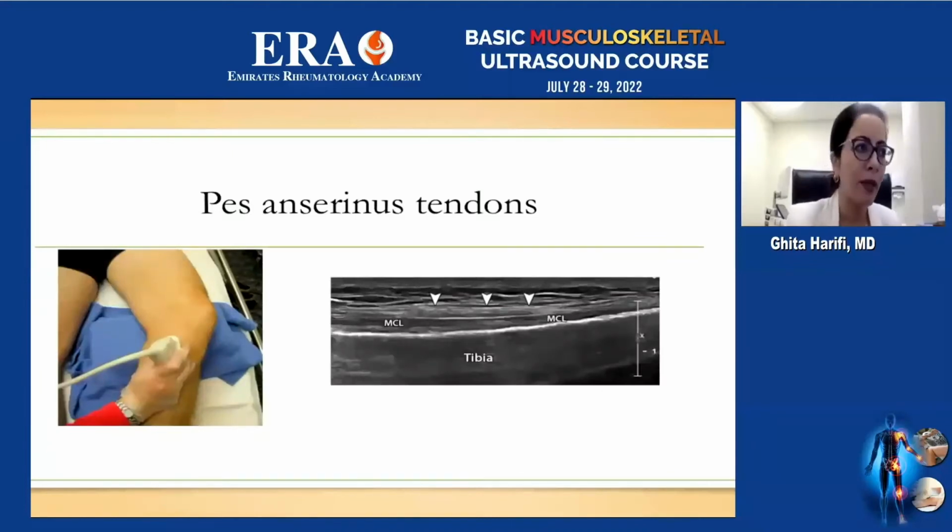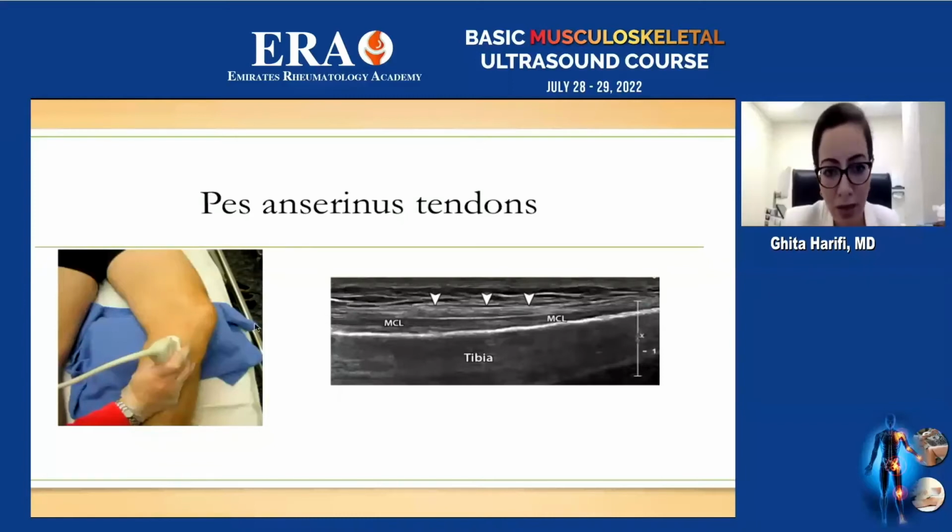Now, the pes anserinus tendon. The probe is typically positioned by following the MCL to its distal end, in the longitudinal plane always, then gliding the probe anteriorly until the conjoined tendon is identified. So it's a slightly lower, same position medially, coronal view, and then you go from the distal part of the MCL.